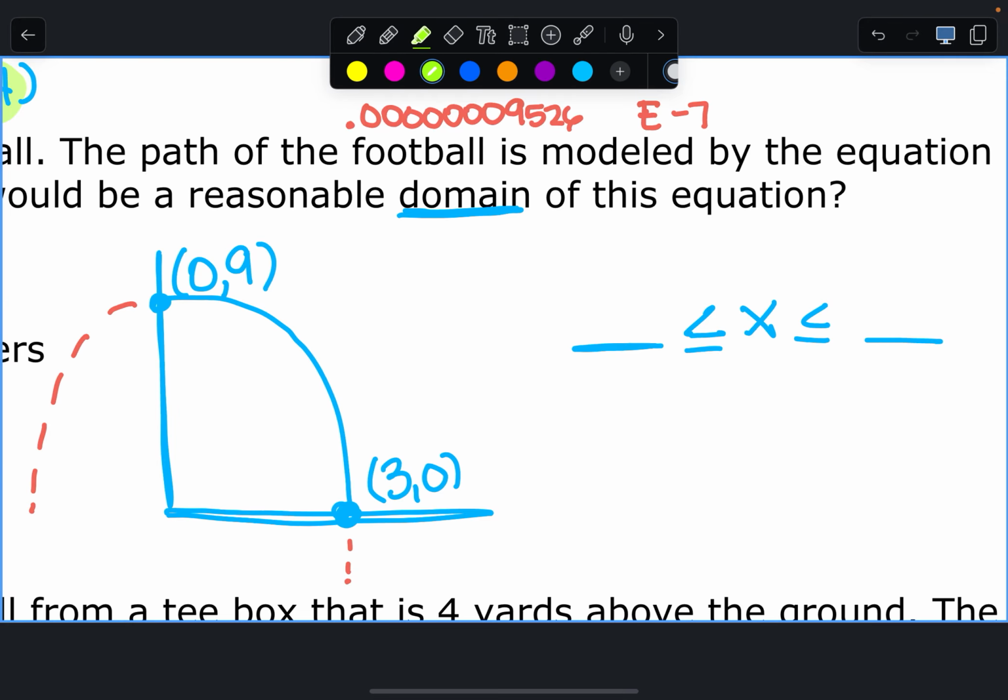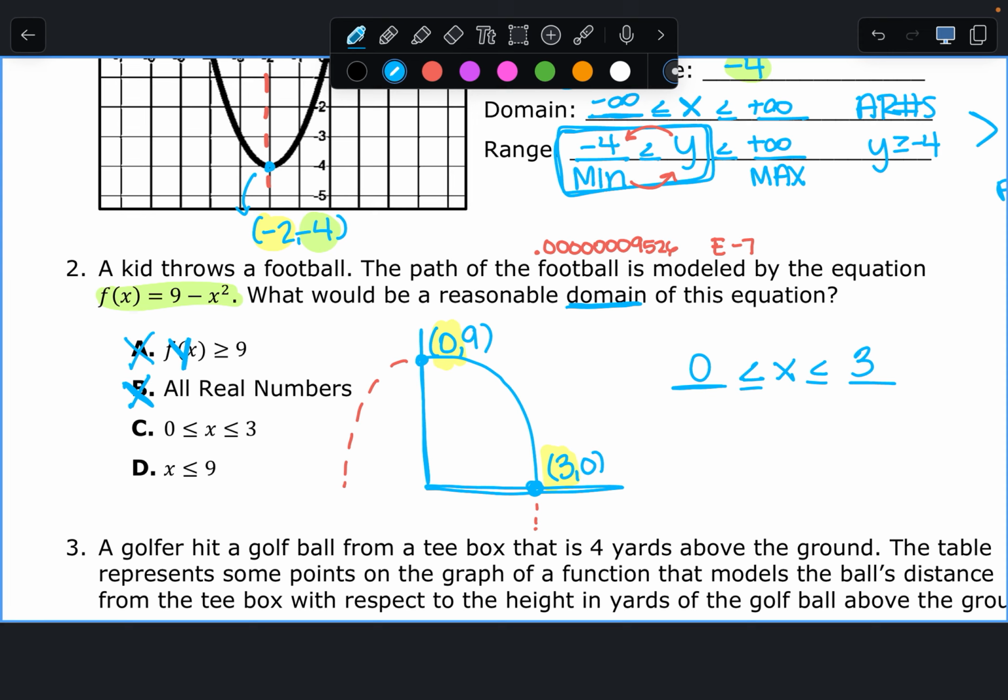So, domain. Domain are my x values. Look at the 2 x values. Remember, we don't have a third one because we're not going into the negatives. What's my smallest x value? What's my highest? 3. So your answer is? Now, there is another reason you would not pick answer choice D. Look at that number 9. That number 9 represents what kind of number? It's a y value. So a y value has no business being paired up with the letter x. So that is also another reason you would eliminate D.